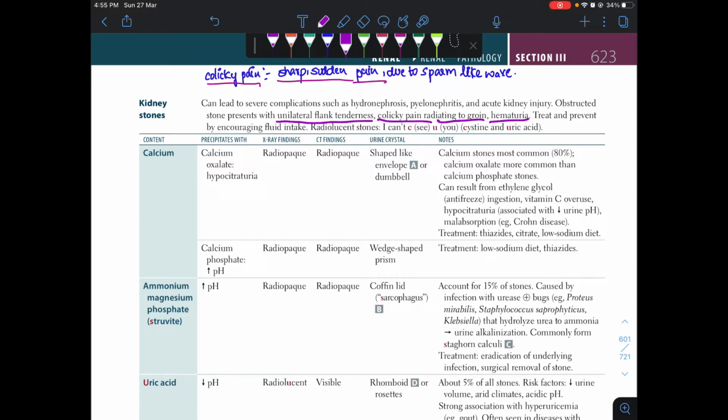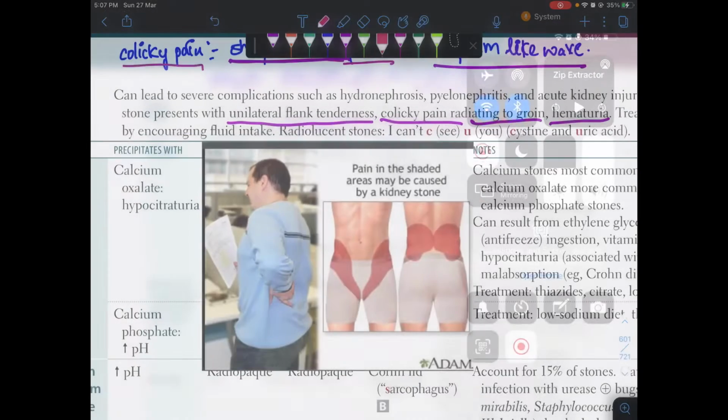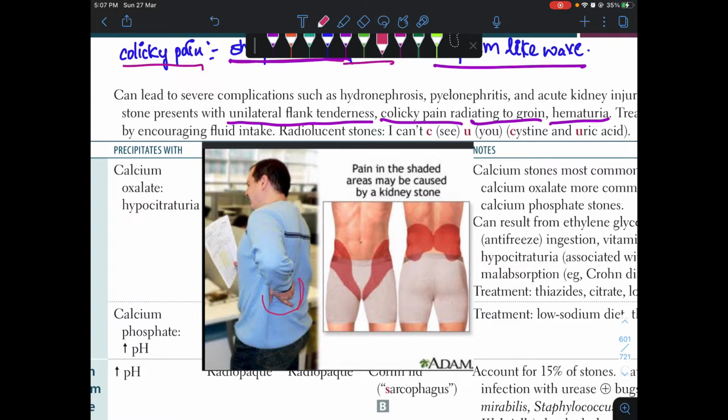Unilateral flank pain is between the ribs and the hip. Colicky pain is a sharp and sudden pain, like a spasm and a wave. Patients show pain in this region, and colicky pain radiates to the groin. Since the kidneys are at the back side of our body, pain will be in this region.